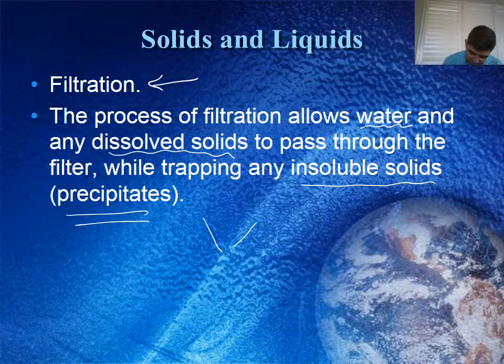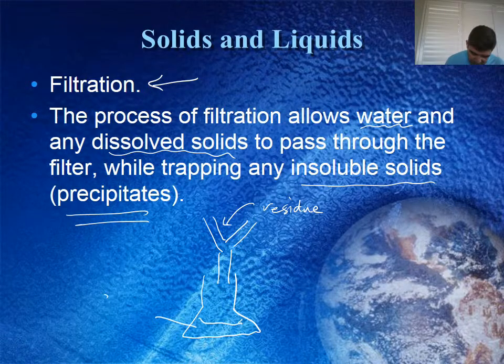So of course, this is going to involve the use of a filter funnel and usually filter paper, and the residue will be what is collecting in the filter paper at the top, and then the filtrate is what is collecting, in this case, in the conical flask down below. Of course, I've drawn this very quickly freehand, so make sure you're using a ruler when you're drawing your diagrams.